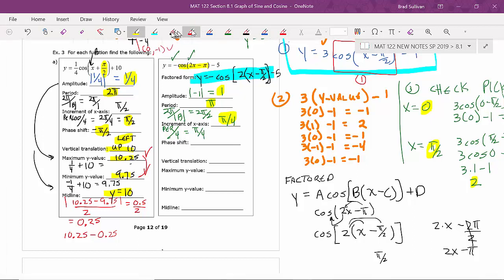And then the increment, just again to remind you, the increment just means on the x-axis you would just go 0, pi over 4, 2 pi over 4, and so on, like that. That's how you do the x-axis.